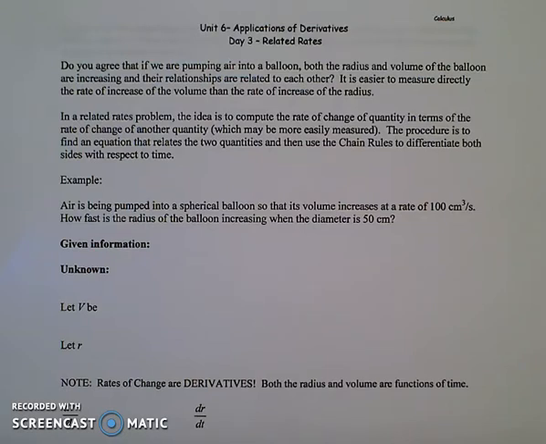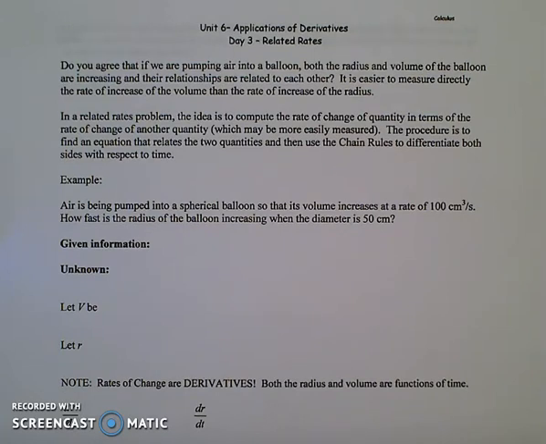So we know that a derivative is a slope, and we know the slope is a rate of change. And the slope being the rate of change is key when we look at related rates because we're looking at the derivative being the rate. So the first example we have here is air is being pumped into a spherical balloon so that its volume increases at a rate of 100 centimeters cubed per second. So make believe that we have a pump and it's actually going into the balloon at a constant rate, right? We're not actually blowing the balloon up.